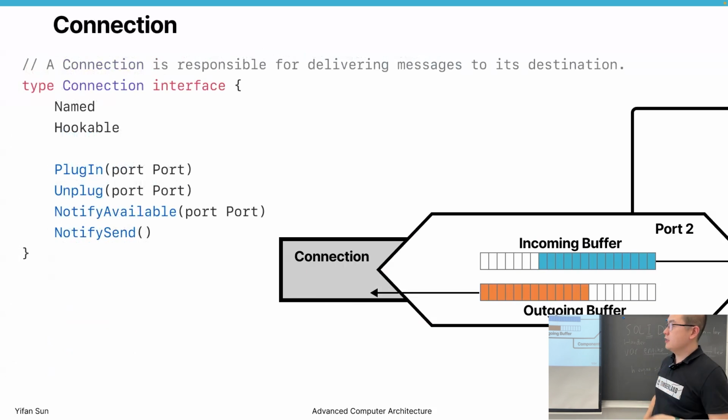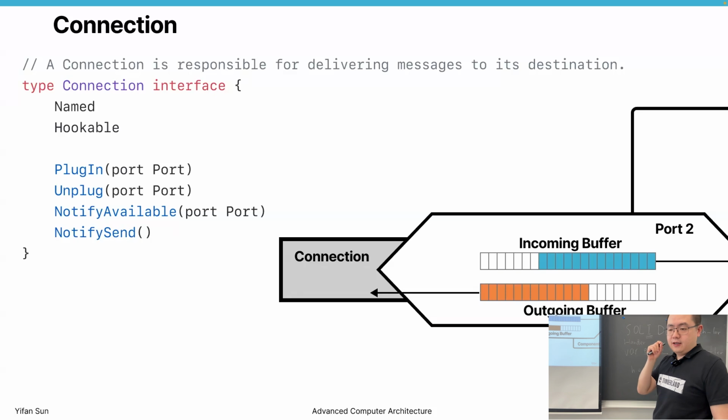Okay, so what is a connection? The connection is actually much simpler. I only want you to look at the plugin method. In the plugin method, we just associate a connection with a port. Then the port also has a connection. When we call plugin, we also set the port to work with this connection. So one connection can be connected to as many ports as possible, but one port can only connect to one connection.